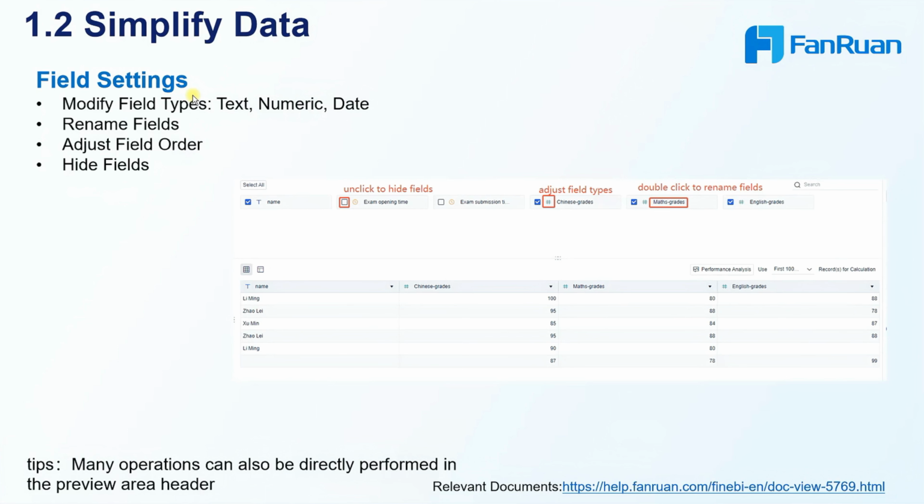First, we can click this icon to modify the field type, changing it to text, number, or date. We can also double-click the field to rename it. Additionally, we can drag two cells to adjust the field order. If we uncheck it, we can hide the field.